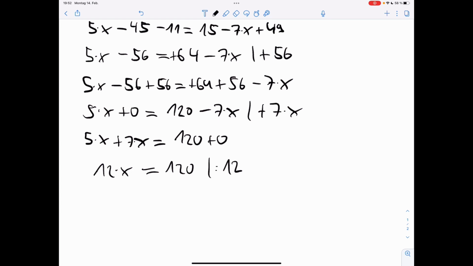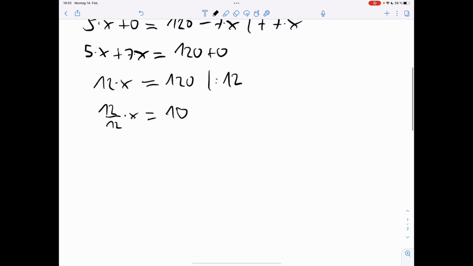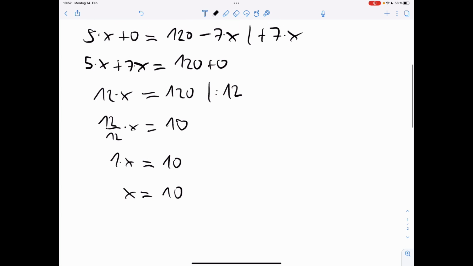So divide by 12, that means that we have 12 divided by 12 times x equals 120 divided by 12, that is 10. And now 12 divided by 12, that is 1 times x equals 10, so that is x equals 10. Yeah, that's it, that's our solution.